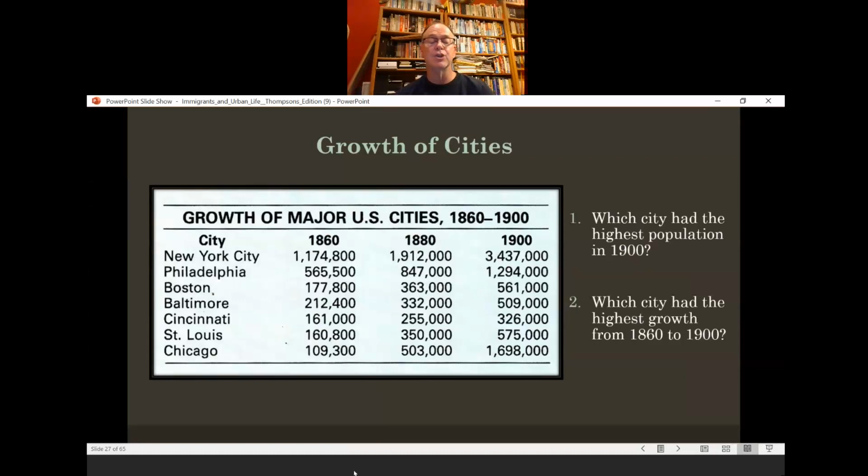Question number 2 is a little trickier. It says, which city had the highest growth? In other words, what percentage growth from 1860 to 1900? Well, the answer is, I'll spare you trying to figure it out on your own, Chicago. In 1860, it was only 109,000, and it grew to almost 1.7 million. So that's almost 17 times larger. So even though New York City went from 1.1 to 3.4 million, which is 3 times larger, Chicago is almost 17 times larger.